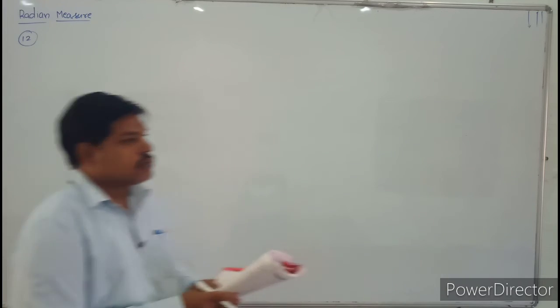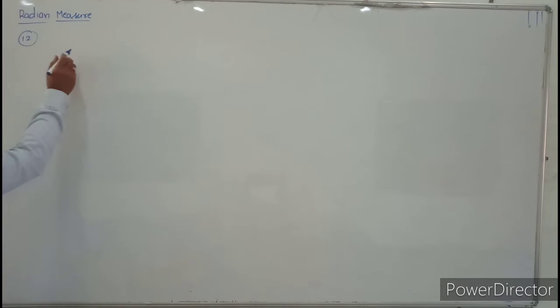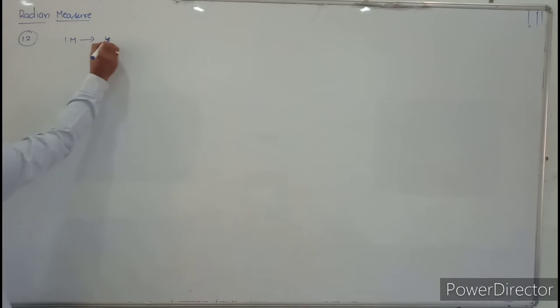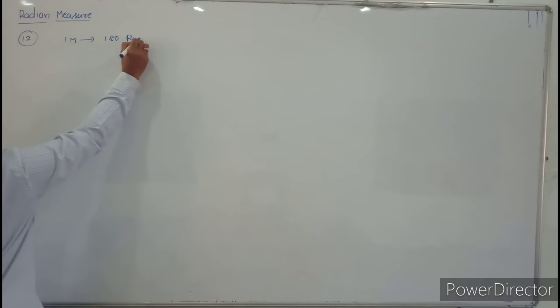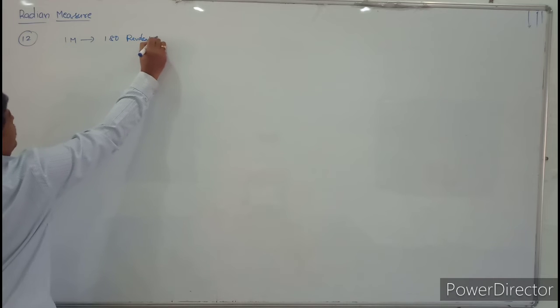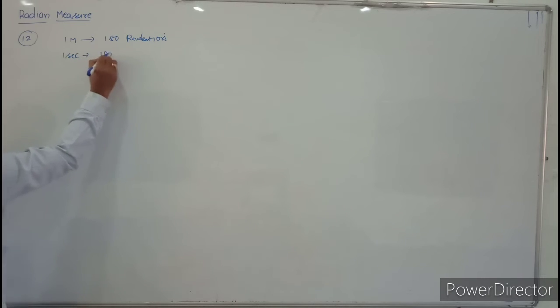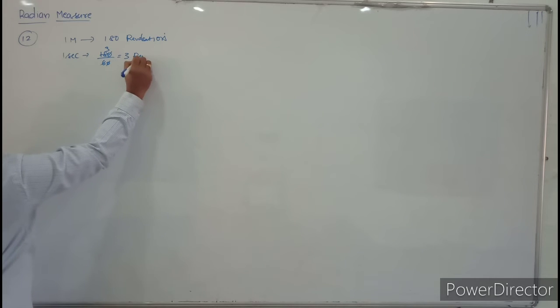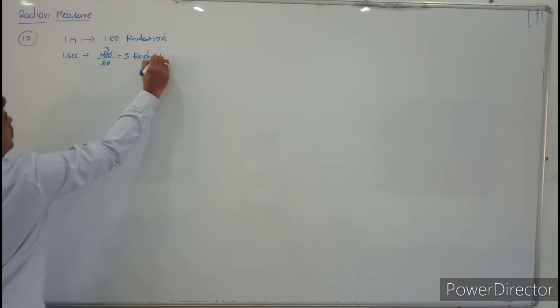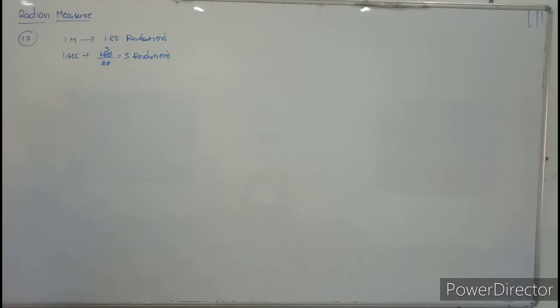Okay, so see that question, students. In 1 minute they are making 180 revolutions. So that implies in 1 second, how many revolutions will be made? That is 180 by 60, which is nothing but 3 revolutions. They will make 3 revolutions.